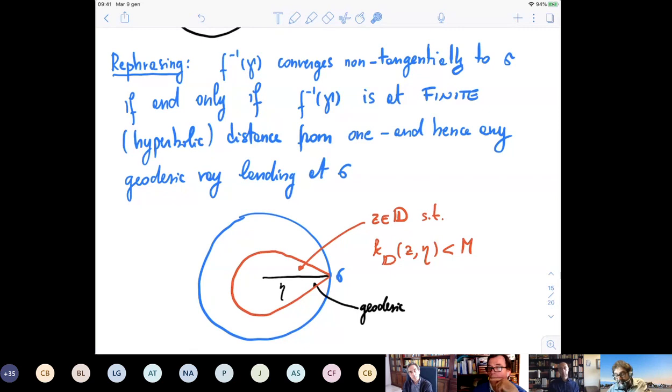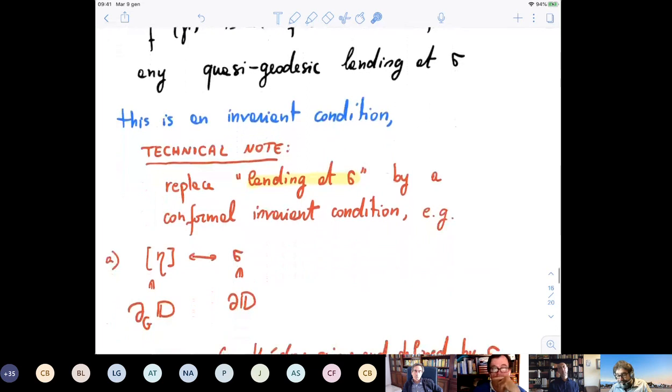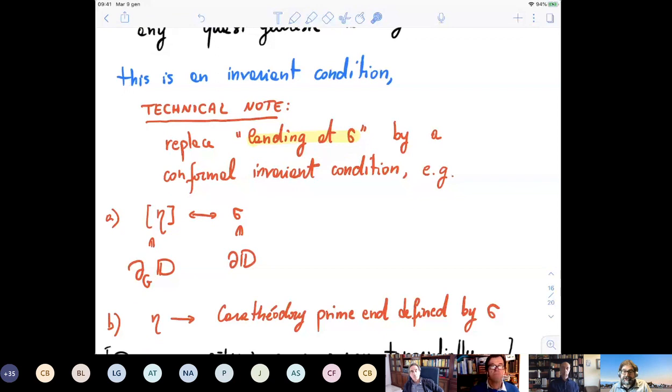using the Riemann mapping, because the Riemann mapping preserves the hyperbolic metric. And now by the shadowing lemma, this condition can be even weakened by saying that this curve converges non-tangentially if and only if it is at finite distance from a quasi-geodesic which lands at the same point sigma, because a quasi-geodesic is by itself at finite distance from a geodesic. And there is also a technical note, because landing at one point is an extrinsic condition. The point is on the boundary, it's not intrinsic.